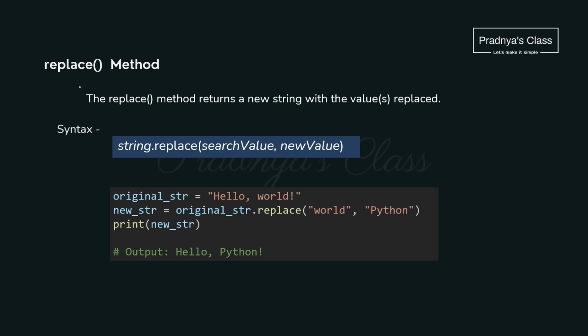From the name itself, we can assume the working of the replace method. Look at the example. In the given string, we need to replace world with Python. Look at the output. World got replaced with Python. Then note down the syntax. Search value, what we need to replace, and new value will replace the search value. All the methods and functions associated with string can be understood from their names.